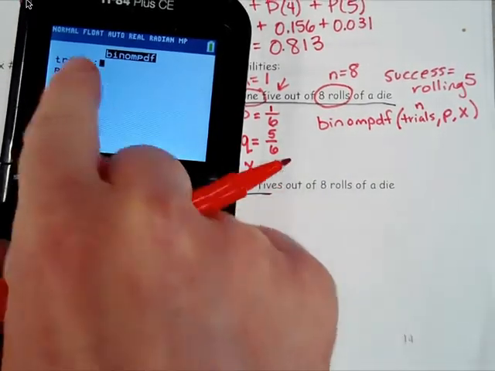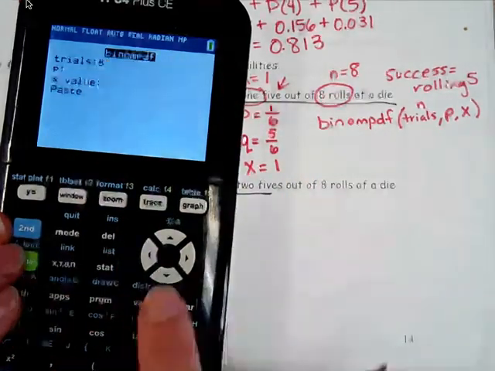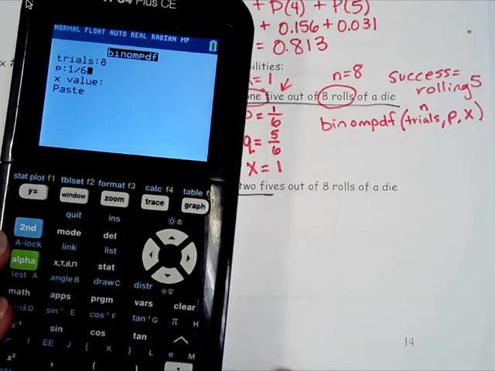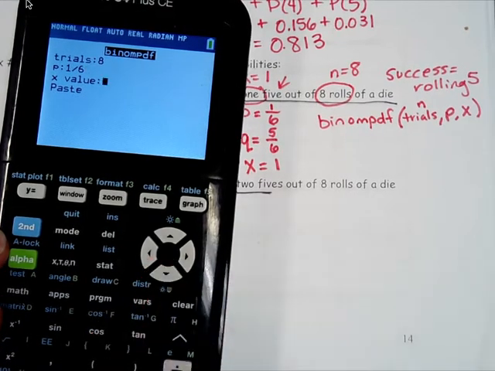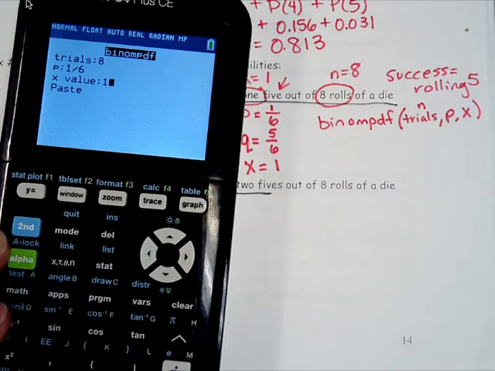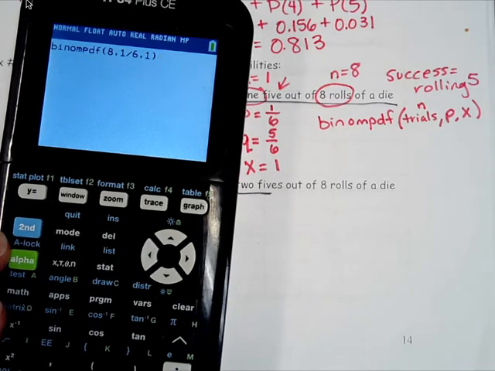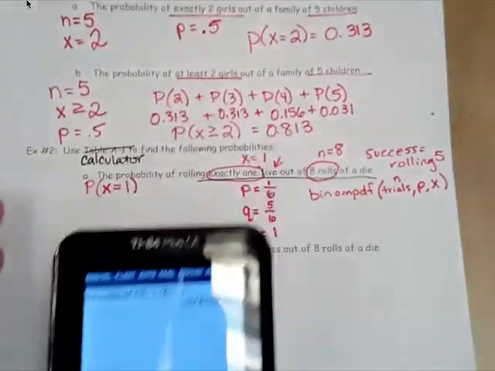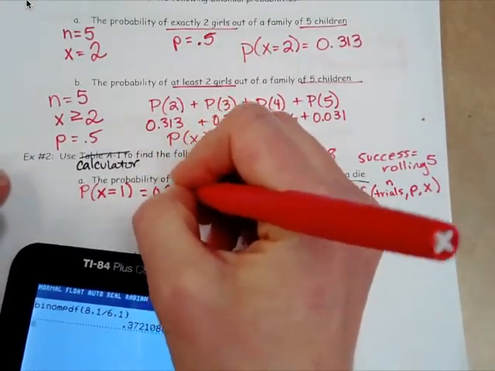So I'm going to fill it in here. So how many trials? 8. Probability of success, you can actually put in the fraction 1 over 6. I'm just going to put 1 slash or 1 divided by 6. X value is 1. And then it's going to paste this in there for me. And then all I have to do is push enter. So the probability of getting exactly 1 5 out of a total of 8 rolls is 0.372. We do 3 significant figures. So this equals 0.372.